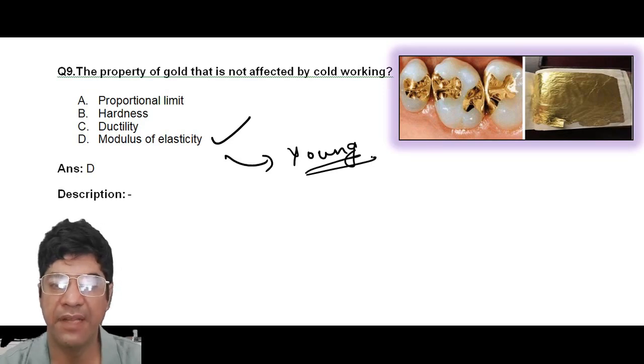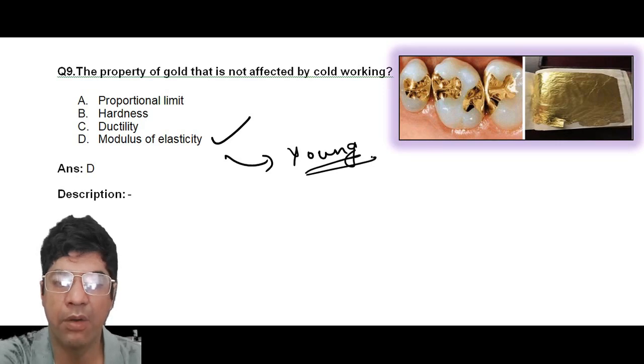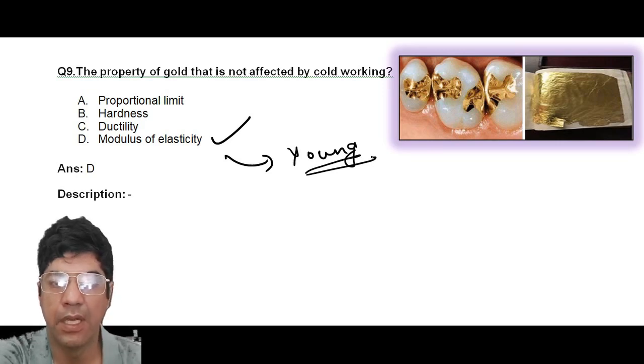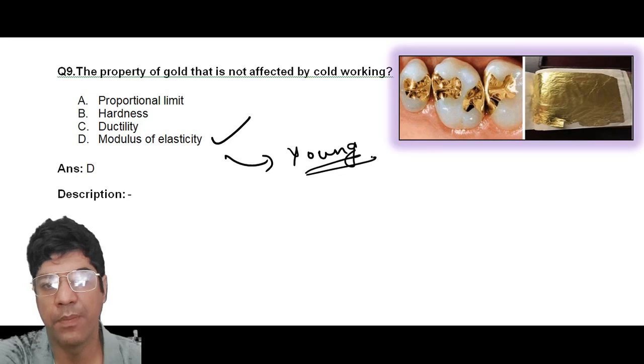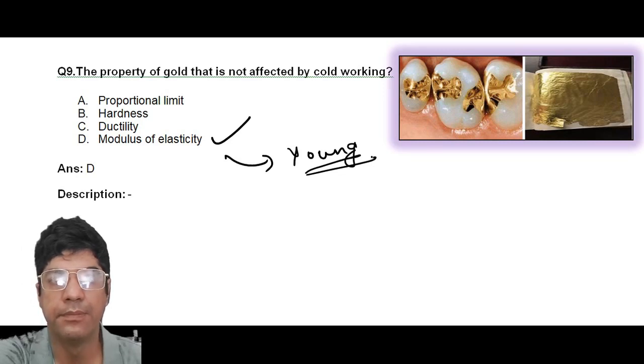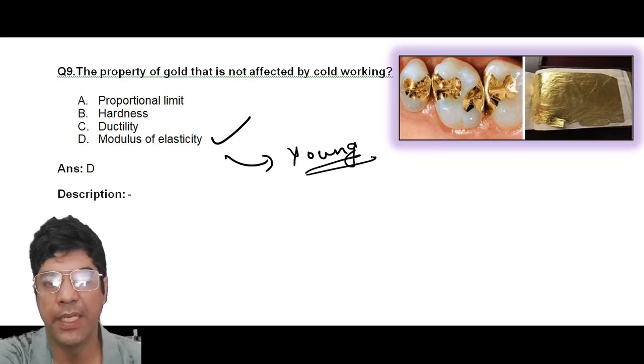So it is not significantly affected by cold working or mechanical deformation. In contrast, properties like hardness, ductility, and proportional limit can be influenced by the cold working process, so that can alter the material microstructure and mechanical properties.